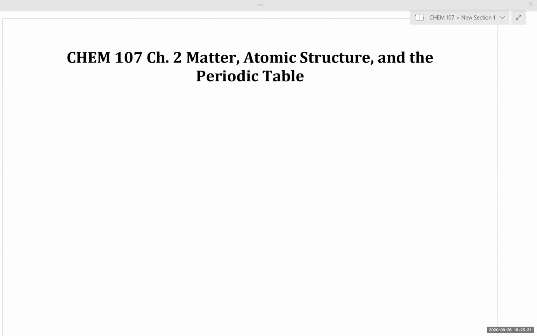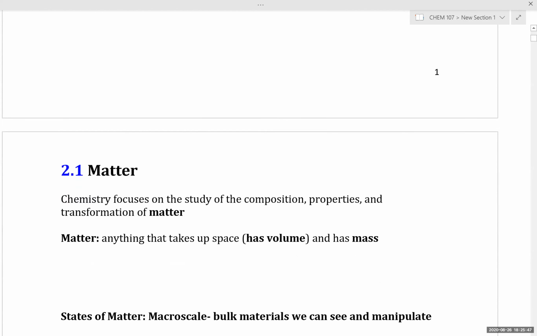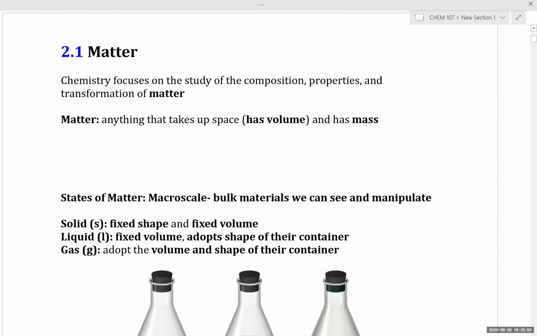So today we're continuing on and we're starting chapter 2 in today's lecture. Chapter 2 focuses on matter, atomic structure, and the periodic table. So let's start off with our discussion of matter, everything that matters. Chemistry as a field focuses on the study of the composition, properties, and transformation of matter. Matter is anything that takes up space, has volume, and has mass.